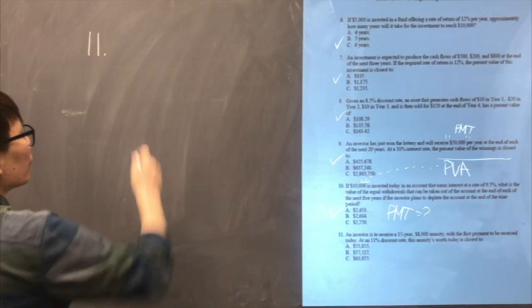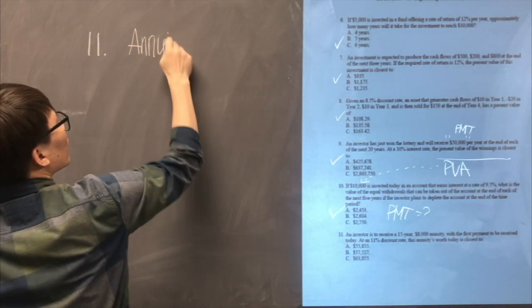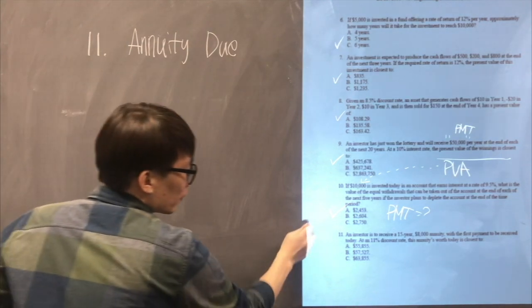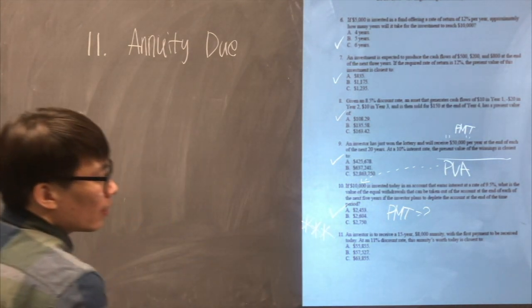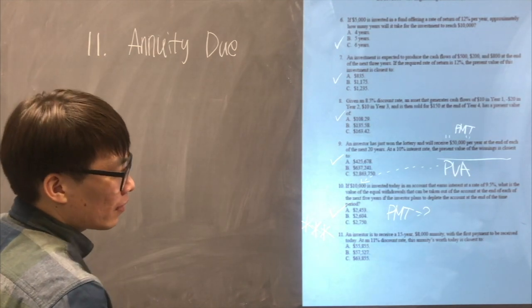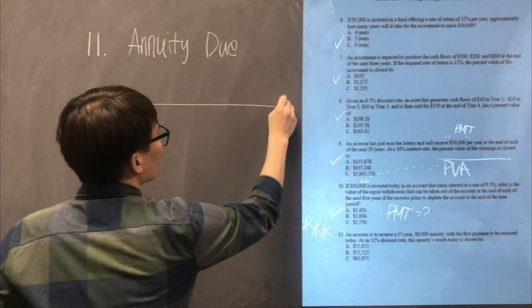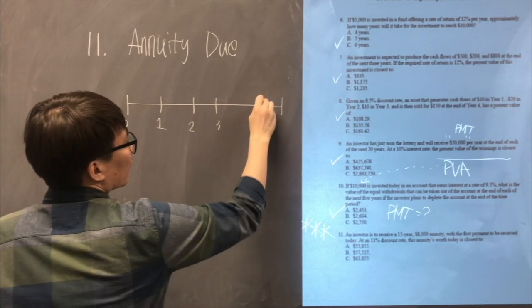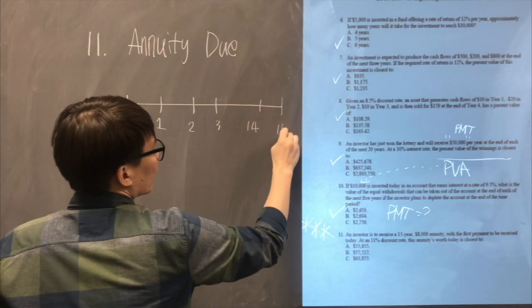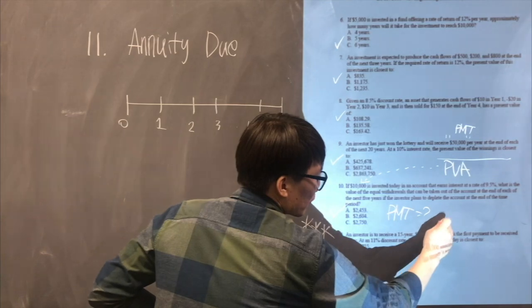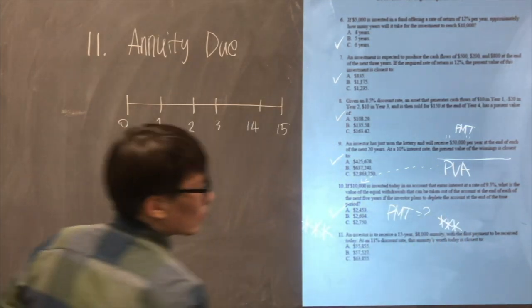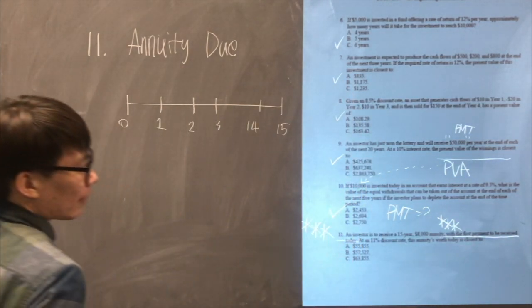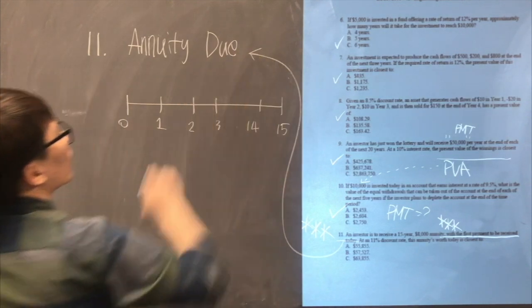Question 11, annuity due. Okay? So read the question carefully. Very good question, by the way. An investor is to receive a 15-year annuity, 0, 1, 2, 3, ... 14 and 15. With the first payment, and here's what's very important, the first payment is to be received today. That means we're talking about annuity due.